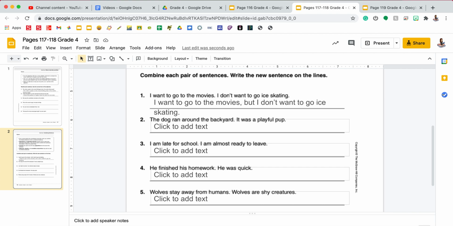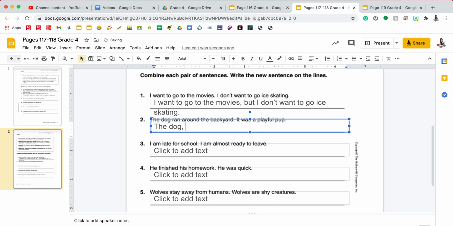The dog, a playful pup, ran around the backyard. So I added the appositive, a playful pup, to describe the dog further, but again, I don't need that for the sentence to make sense. The dog ran around the backyard, but I needed to combine those 2 sentences into one. You'll finish up 3, 4, and 5.